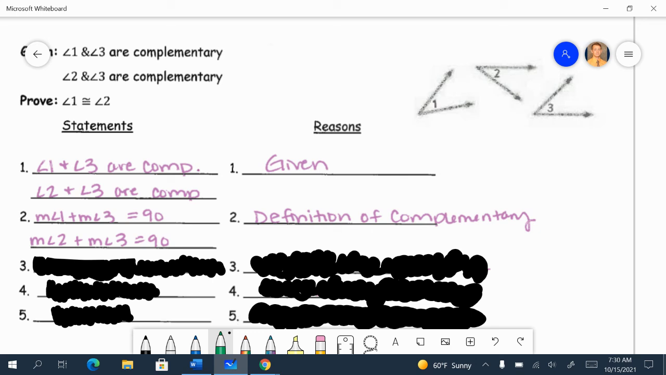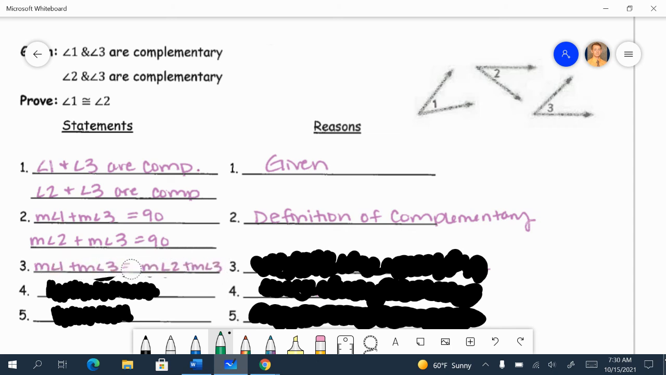Okay, so now the next thing that I'm seeing is that we have two things, right? These two items are both equal to 90. If that's true, if they're both equal to 90, then they should be equal to each other, correct? They're both equal to 90, so why wouldn't they be equal to each other? That's going to be my next step.